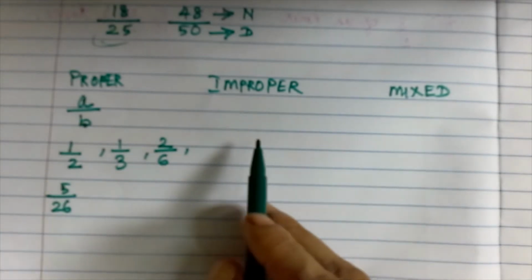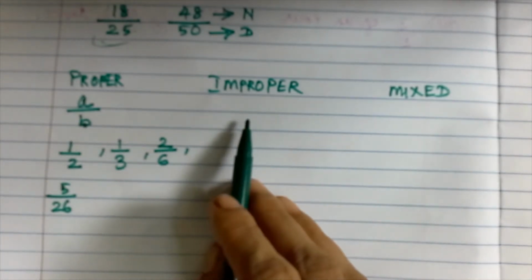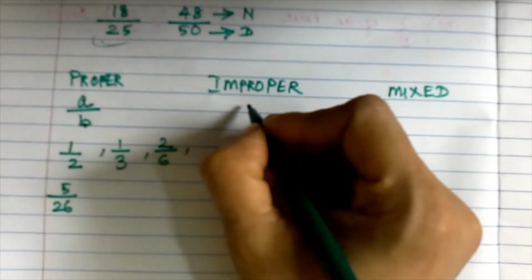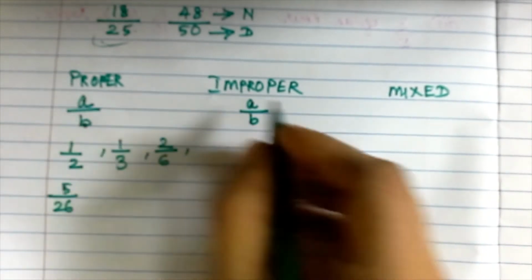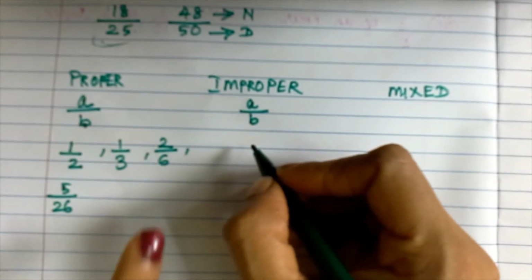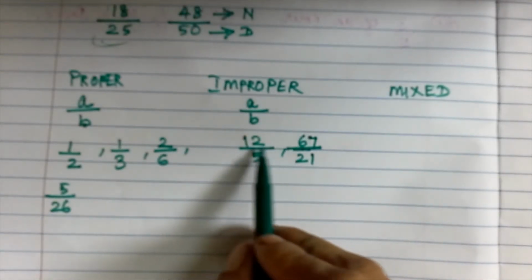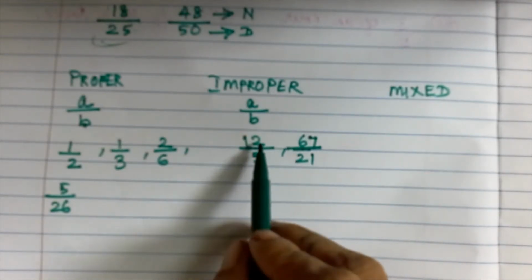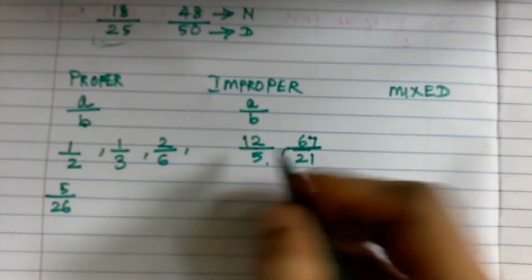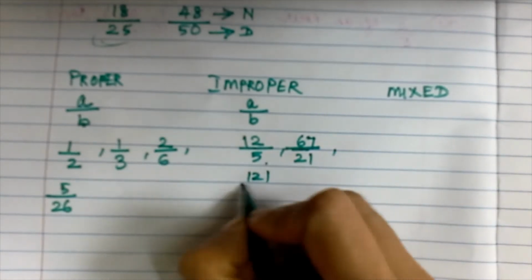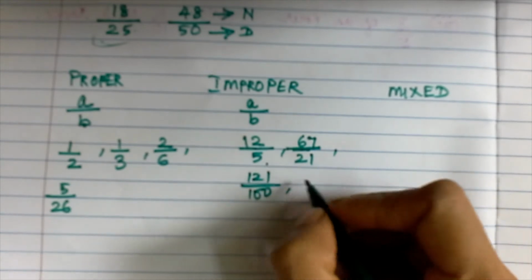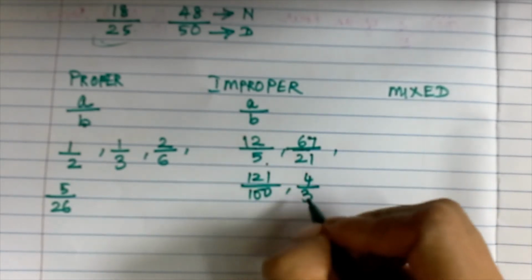Next is what is called an improper fraction. An improper fraction is just the opposite of the proper fraction, where my numerator is greater than my denominator. For example, 12 by 5 or 67 by 21 or 121 by 100 or 4 by 3. These are called improper fractions.